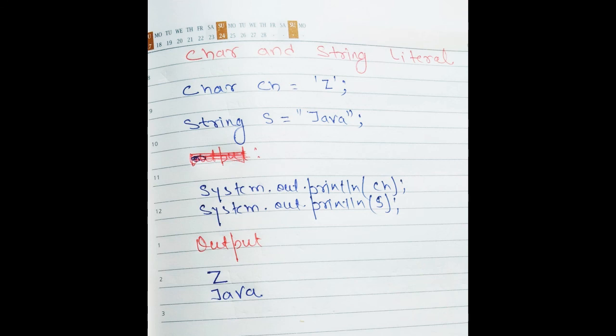So here, System.out.println ch, the value stored by ch is Z, that's why Z will be displayed. In the same manner, the value stored by s is Java, so here Java will be displayed.